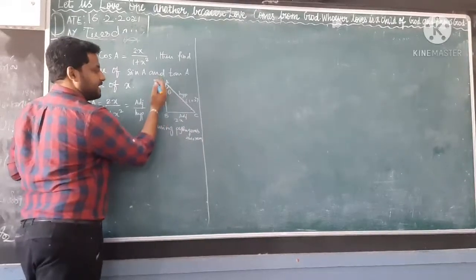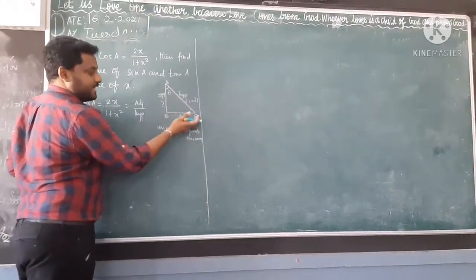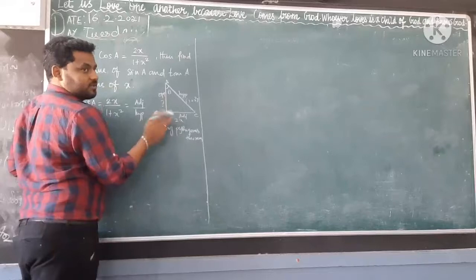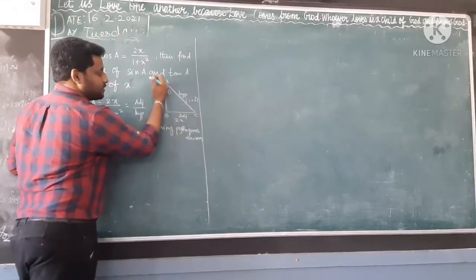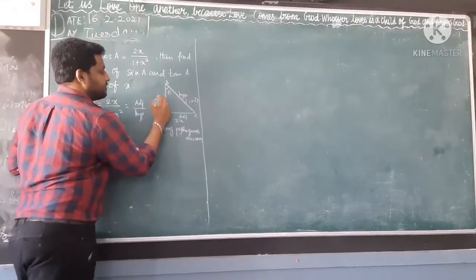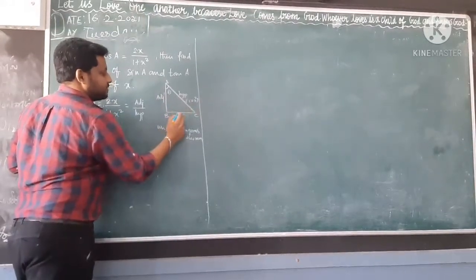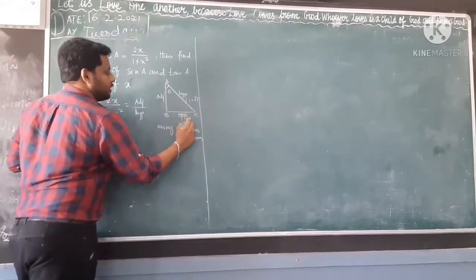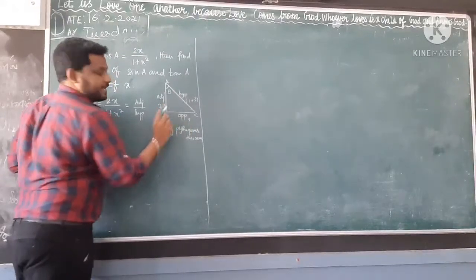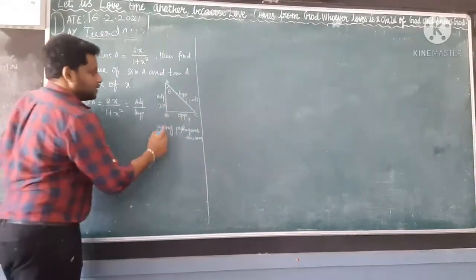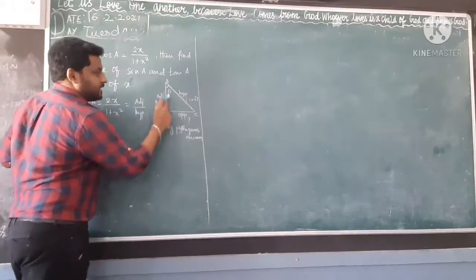Theta lies on A. You can change the points also. A, B, C, anything. So it means this is adjacent side. This is opposite side. Opposite we have to find out. Adjacent is 2x. So using the Pythagoras theorem, what is that?